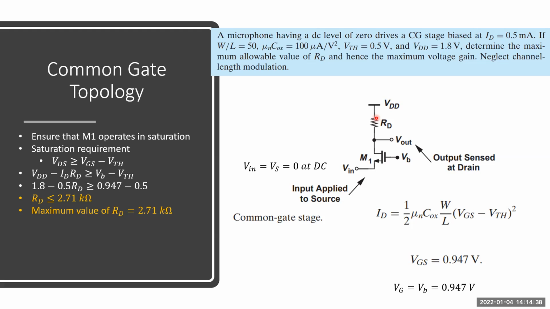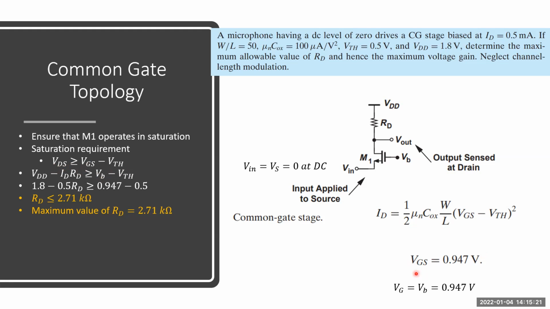Now we are going to find the maximum value of RD, and the maximum voltage gain, neglecting channel length modulation. Firstly, we need to ensure that M1 operates in the saturation region. What was the saturation requirement? VDS must be greater than or equal to VGS minus VTH. VDS means VD minus VS, VGS means VG minus VS, then minus VS cancels out from the equation. The inequality becomes: drain voltage must be greater than gate voltage minus VTH.